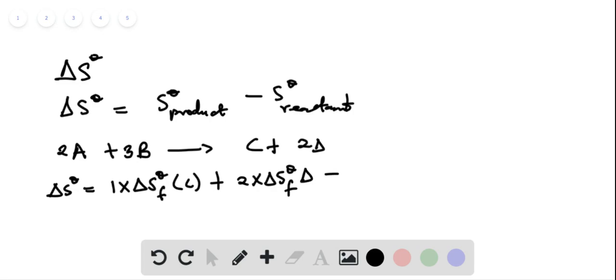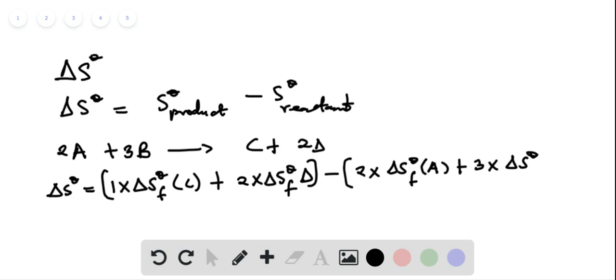Then we subtract that, because these are the products, minus the reactants. So we subtract from the reactants: we have 2 of A multiplied by the standard entropy of A, plus we have 3 B, 3 times the standard entropy of B. So this would give us the standard entropy change for the reaction. Okay.